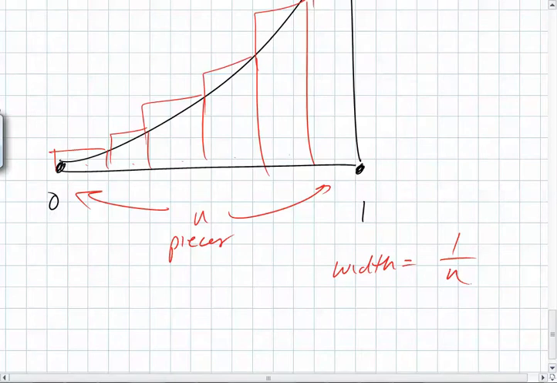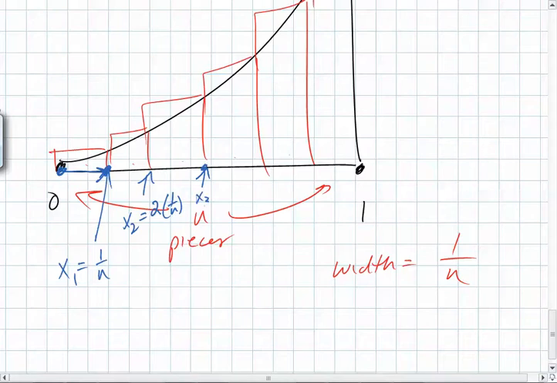Let's use the right hand of each of these rectangles. So the width is 1 over n. The first x value is going to be right here. That's going to be x sub 1. How far have I gone? I've gone from 0 and I've gone 1 over n. So what's that x value? 1 over n. What's this x value going to be? That's going to be x2, equal to 2 times 1 over n, 2 over n.